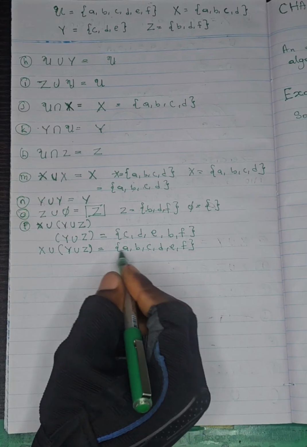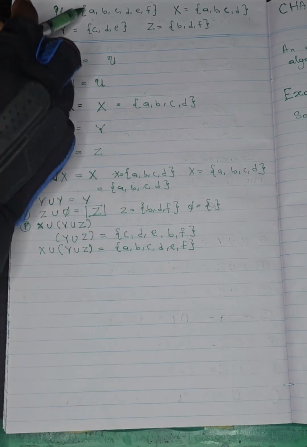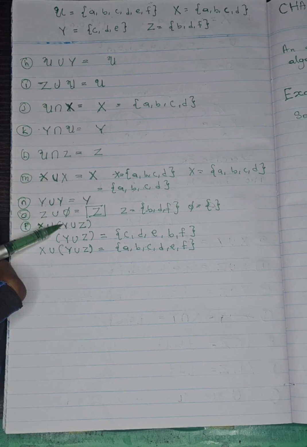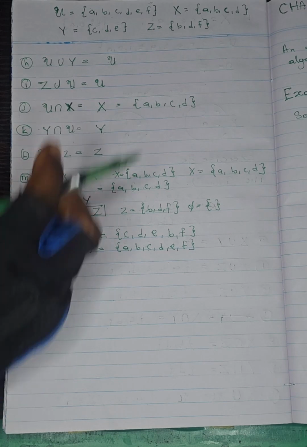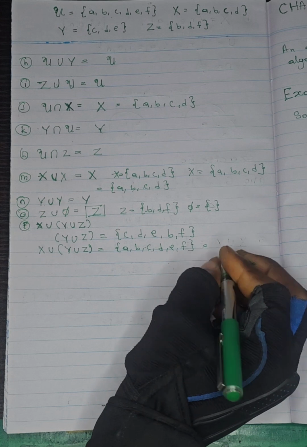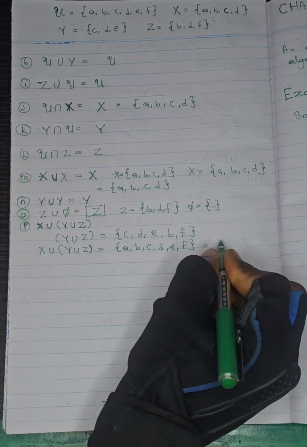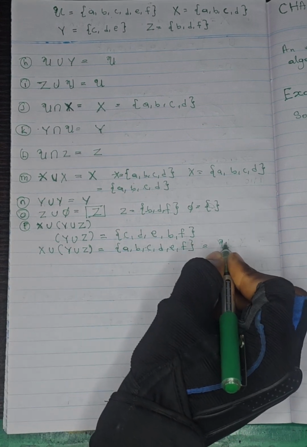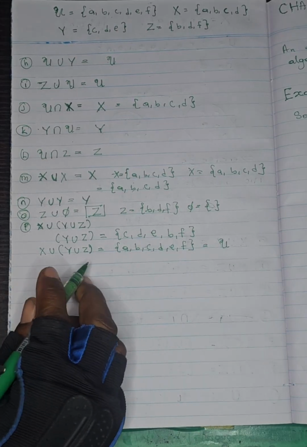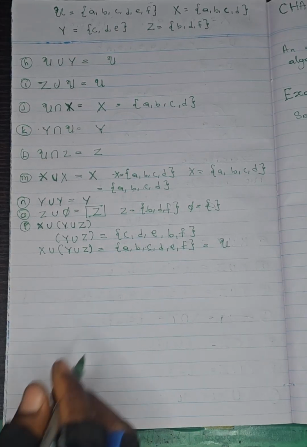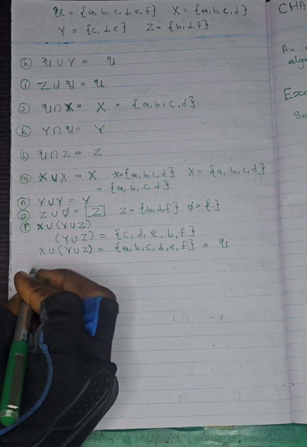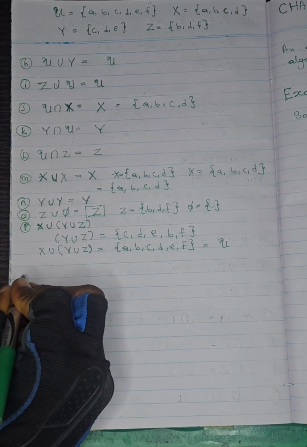By the time you check this final answer, what do you observe? You observe that this is the same as our universal set. Because when you are told to look for the union of all the subsets, and we know that all the subsets make up the universal set, it's logical to say that the union of all the subsets is the same as the universal set. So we are done with P. Next is Q.